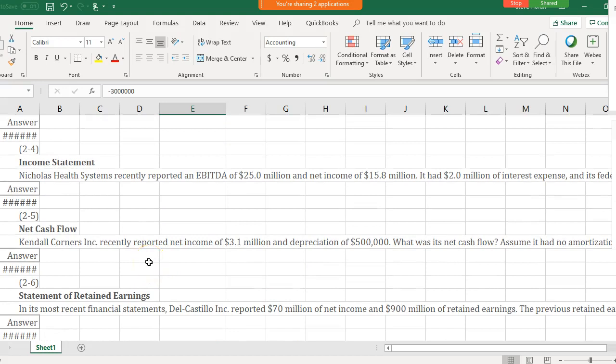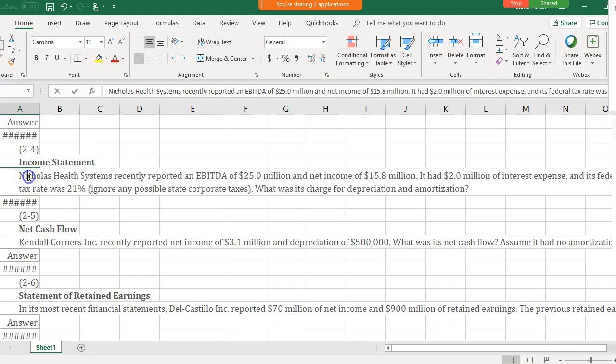The next question is kind of like that one. This one says, question 2.4. Let me make this larger here so you can see it. It says Nicholas Health System has an EBITDA. If you don't know what that is, it's earnings before interest, tax, depreciation, and amortization, of 25 million, net income of 15.8 million, and it had 2 million of interest expense. The federal tax rate's 21. Solve for depreciation and amortization.